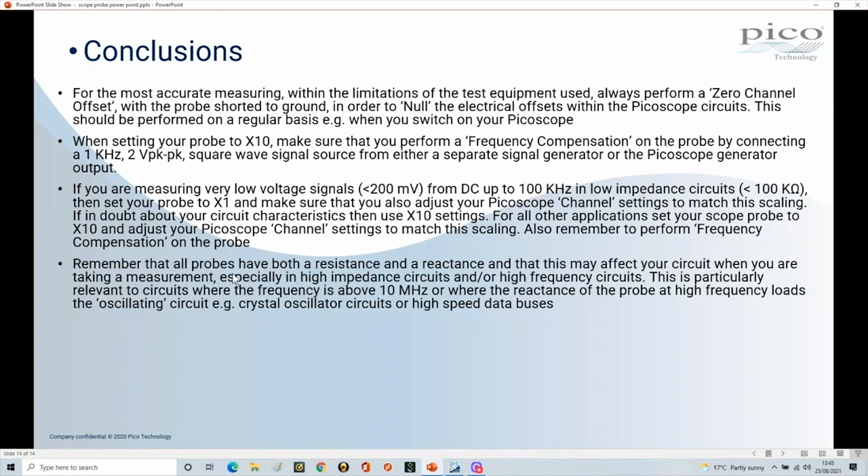So remember that all probes have both a resistance and a reactance, and therefore it will affect your circuit in terms of the way you're measuring it. So you could easily stop a whole circuit from working just because you've attached your oscilloscope to a data line. Say, for example, you've got an address line you've connected to it and you're trying to monitor it. Well, you could actually kill the address so the whole system doesn't work. It's about understanding the limitations of what you're dealing with.